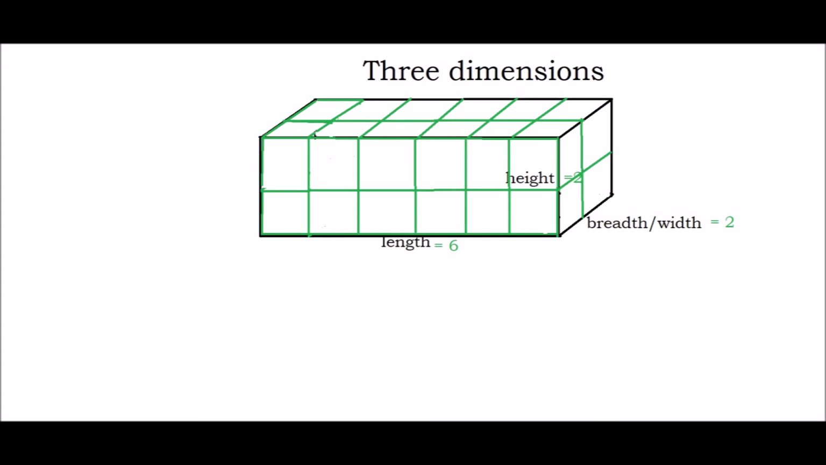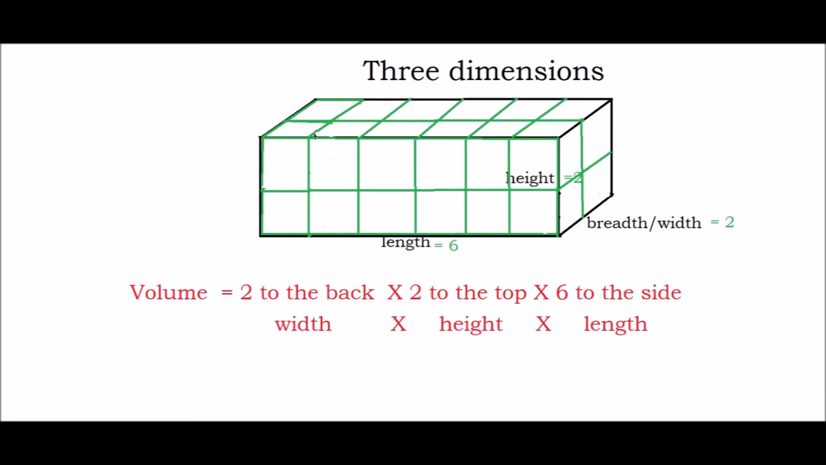So this is what we call volume. Volume is the number of smaller units that can be put inside a cuboid or any 3D shape. So the volume of this cuboid is 2 to the back times 2 to the top times 6 to the side. Or with the terms that we have established before, volume is width times height times length. But really it doesn't matter which one is height, which one is length or which one is width, because basically we just need to multiply all those dimensions.